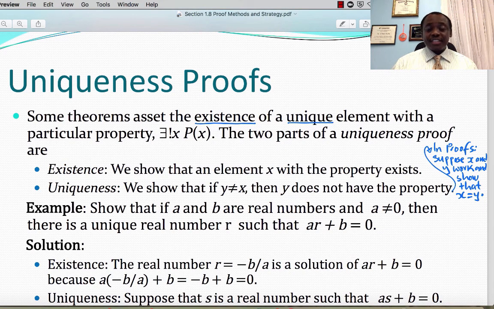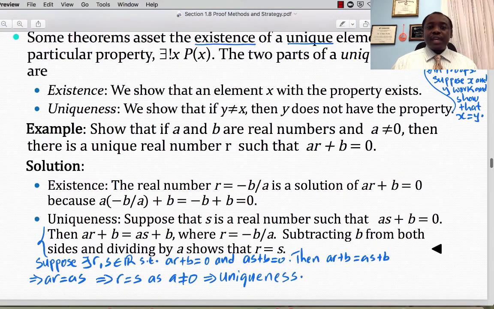So you have to prove existence. We show that an element x with the property actually does exist. And number two, we have to prove uniqueness. And this is how we would prove uniqueness. We suppose that x and y would work. And then we show that x has to be equal to y. Okay? So suppose x works, y works, show that x equals y. For example, show that if a and b are real numbers where a is different from 0, then there is, okay, that's existence, a unique, that is the uniqueness, real number r such that ar plus b equals 0.